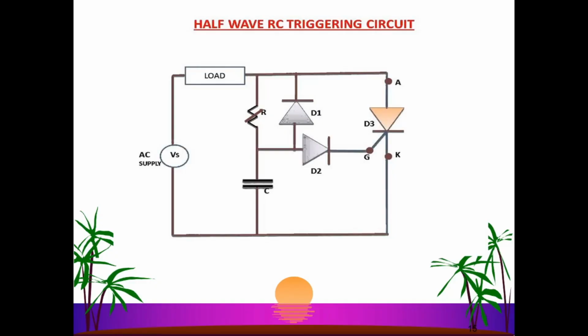Welcome back to the half wave RC triggering circuit. This is the circuit you have in this experiment. The AC supply is connected to one end of the load. The other end of the load has to be connected to the variable resistance R, the cathode of the diode D1 and the anode of the SCR. Note down, these 4 points should connect together: anode of the SCR, cathode of diode D1, variable resistance R and the load end.